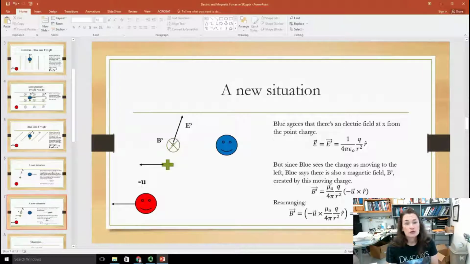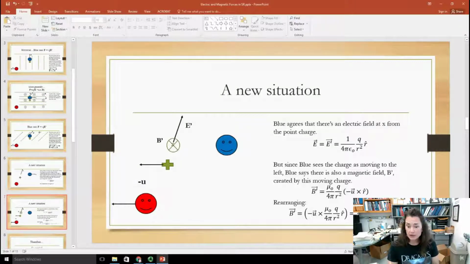Now, since blue sees the charge as moving to the left, blue says that there's also going to be a magnetic field due to that moving point charge. Because remember, moving charges or currents cause magnetic fields. So according to blue, that magnetic field B prime would be created by this moving charge, and the magnitude of that would be mu naught over 4 pi q over r squared, and then minus u because it's going to the left, cross r hat. And that would give you the magnetic field created by that moving charge at that point x.